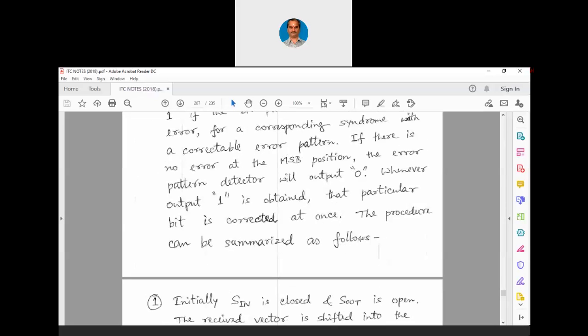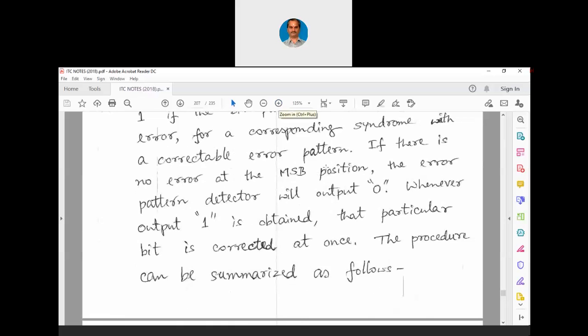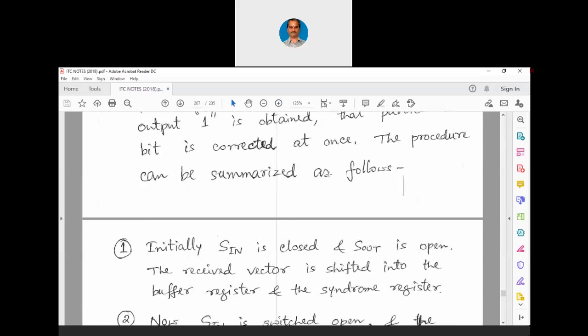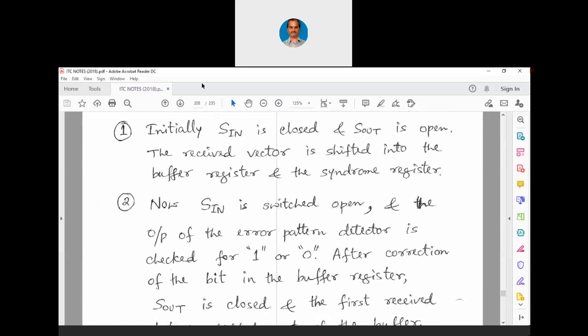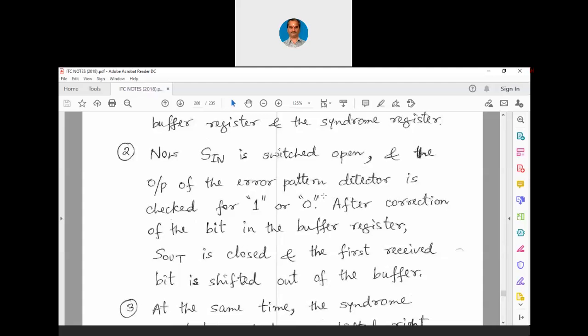Now, this procedure can be summarized as follows. Let me zoom in. Initially, S in is closed and S out is open. You will have to visualize that block diagram again now. Now, the received vector is shifted into the buffer register and the syndrome register. Now, S in is switched open and the output of the error pattern detector is checked for 1 or 0.